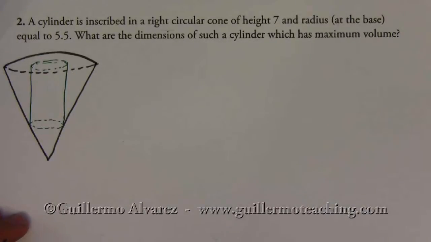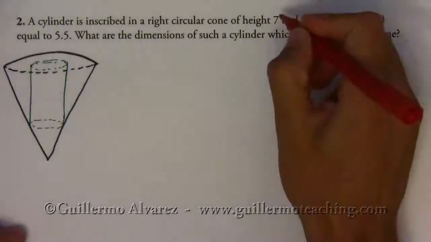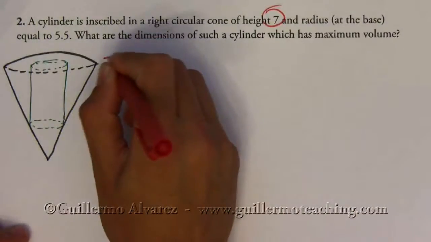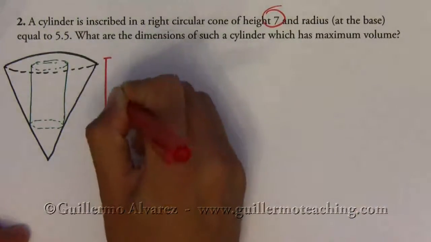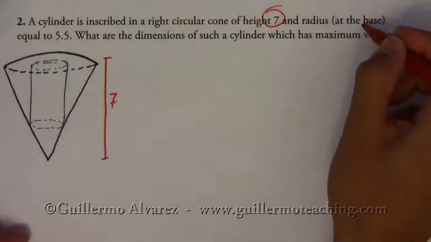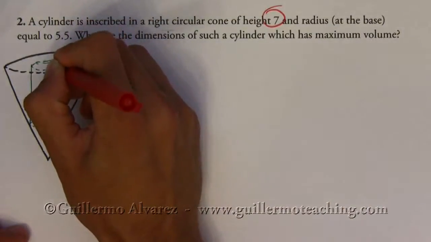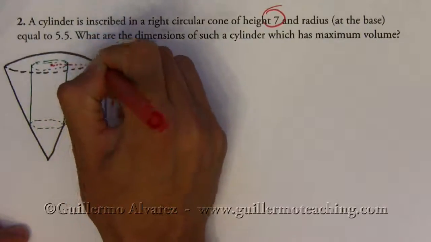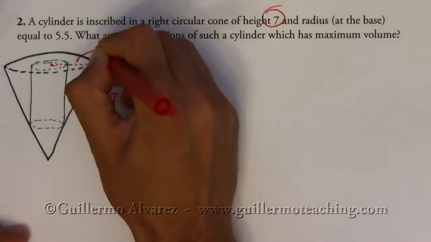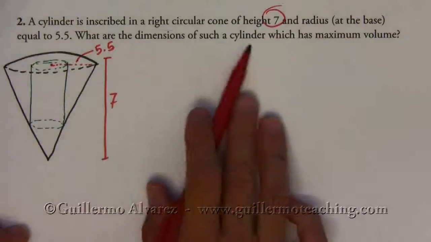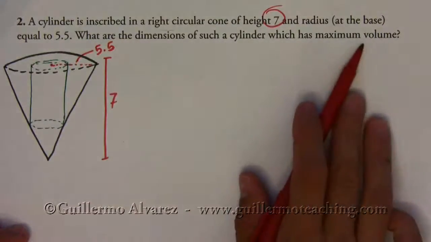Okay, now we have some information here that we need to label. So we know that the cone has a height of 7. So that means that here the height is 7. The radius at the base is 5.5. So that means from the center to the end of the cone, this is 5.5. What are the dimensions of such a cylinder which has maximum volume?